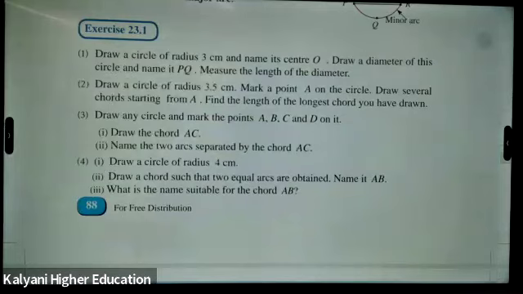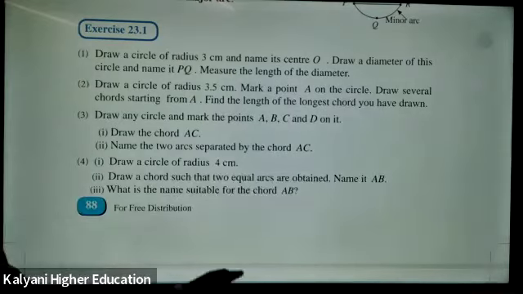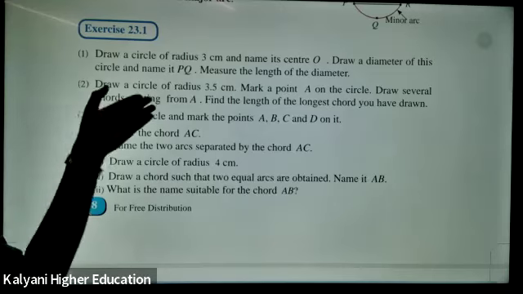First one. Draw a circle with radius 3 centimeter. Can do or can't do it? Can do. Name its center as O. Can or can't? Can. Draw a diameter of this circle and name it PQ. Can or can't? Can. Measure the length of the diameter.